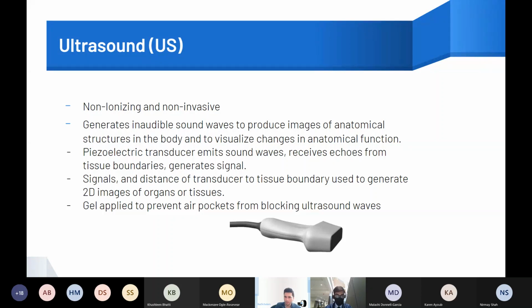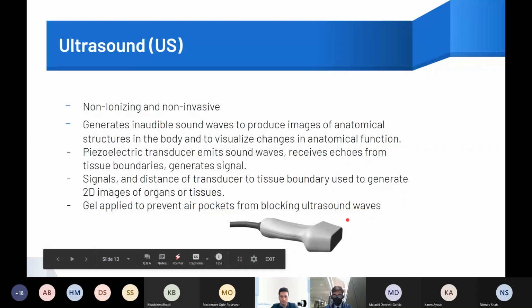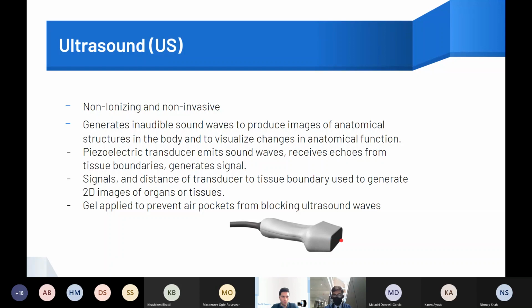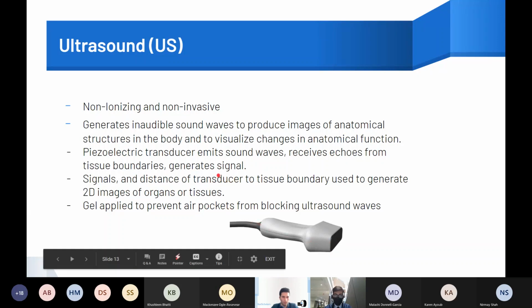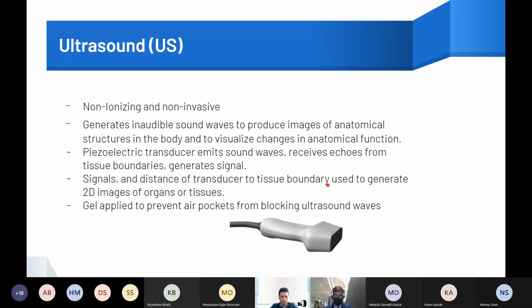You're all probably aware of different marine mammals like dolphins that use echolocation. This is a very similar technique to echolocation, but it's specific to radiology and to how we image. So the basic is the same. It uses the echo of the sound sent out to generate a signal or an image. So the signal and distance of transducer to tissue boundary is used to generate 2D images of organs or tissues. And the cool thing is here that it can be continuous.